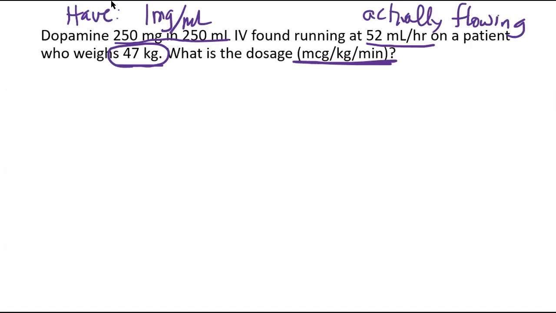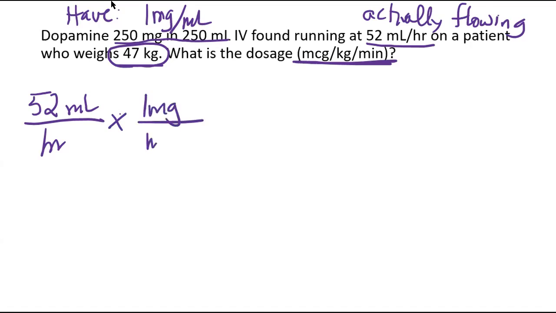So let's start with the flow rate. 52 milliliters per hour. Okay, we want minutes actually, but we'll come back to that. Okay, we know that we're giving this many milliliters per hour per kg. Let's start with what we have. Okay, so let's say we're going to do this 1 milligram per mil, and that's just to keep it simple. Cross out the mils, and we're actually giving 52 milligrams per hour. Okay, that's a good start.